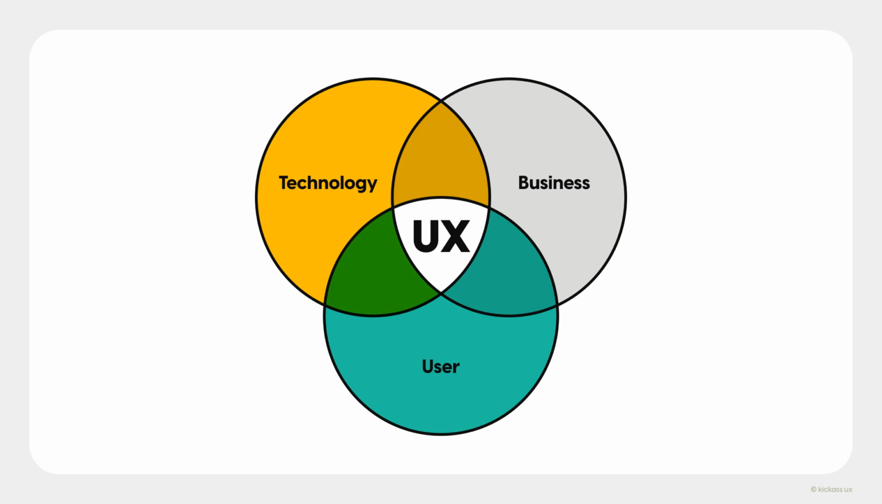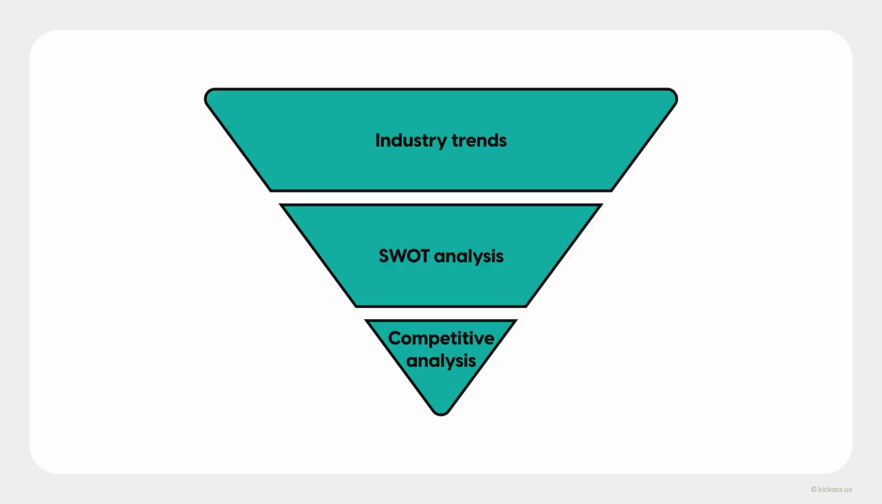For now, think about this step in the process as a funnel. At the top of the funnel, you look at industry trends. Just become familiar with the market and note what's most important. Then work your way down the funnel by conducting a SWOT analysis. Last, you go down the funnel by conducting a competitive analysis.